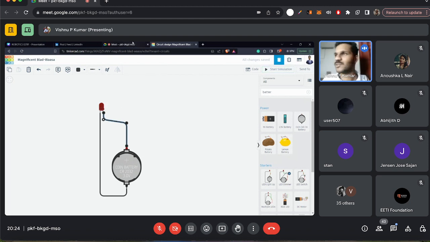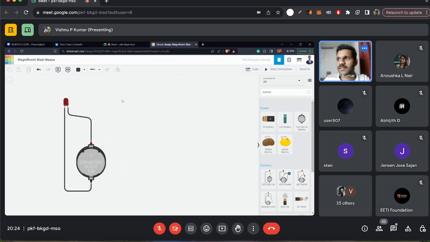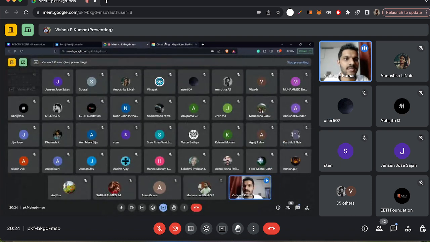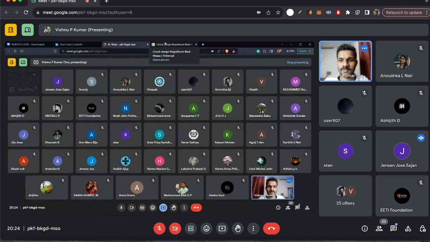Let me ask you a small question. At our homes, how much voltage are we getting from the AC socket? 240 volt. 240 volts.